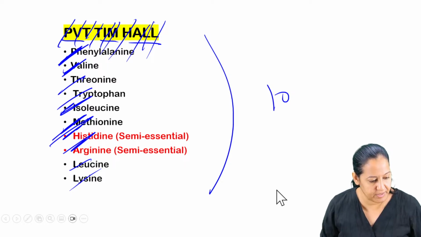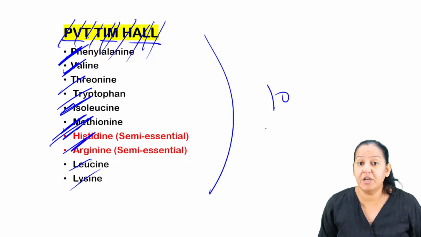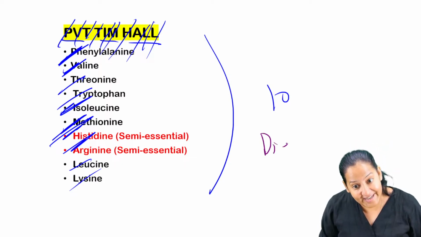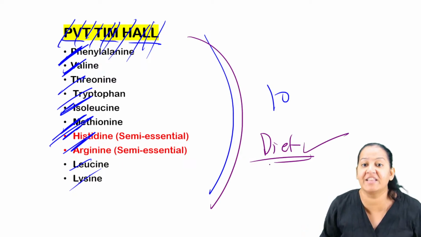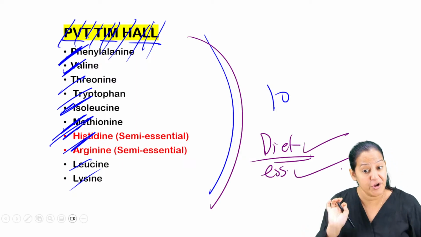So these all are essential. You have to take them in your diet daily. Make sure your diet contains all 10 daily because they are not synthesized in the body. You have to take them. That's why they are essential for you. You have to eat them daily.